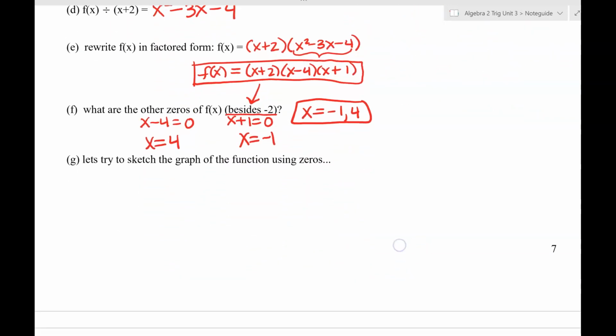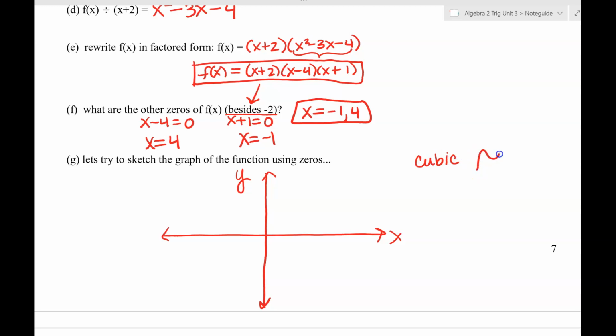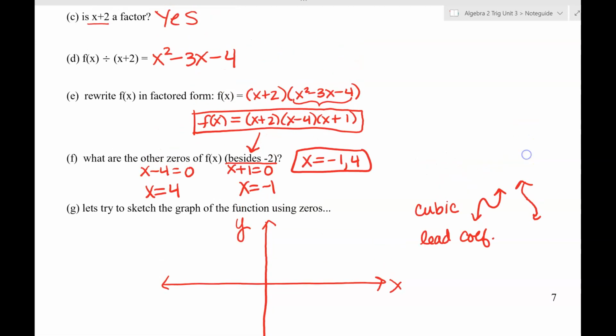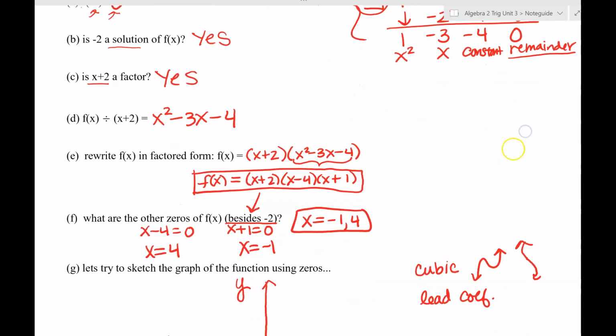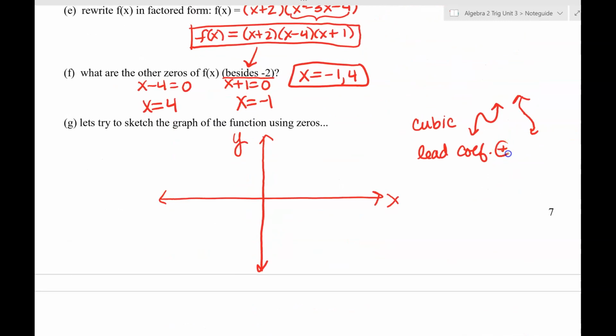All right, and then lastly, we're going to try and sketch this function using those zeros. So let's pay attention to what we are actually sketching. So if you look back, this is a cubic. So shape-wise, we should be thinking something like this or like this. And then we need to understand the lead coefficient to decide the directions of the end behaviors. The lead coefficient was positive for this function. So not this direction. We're going to go with the right side going up towards infinity and the left side going down towards -infinity.